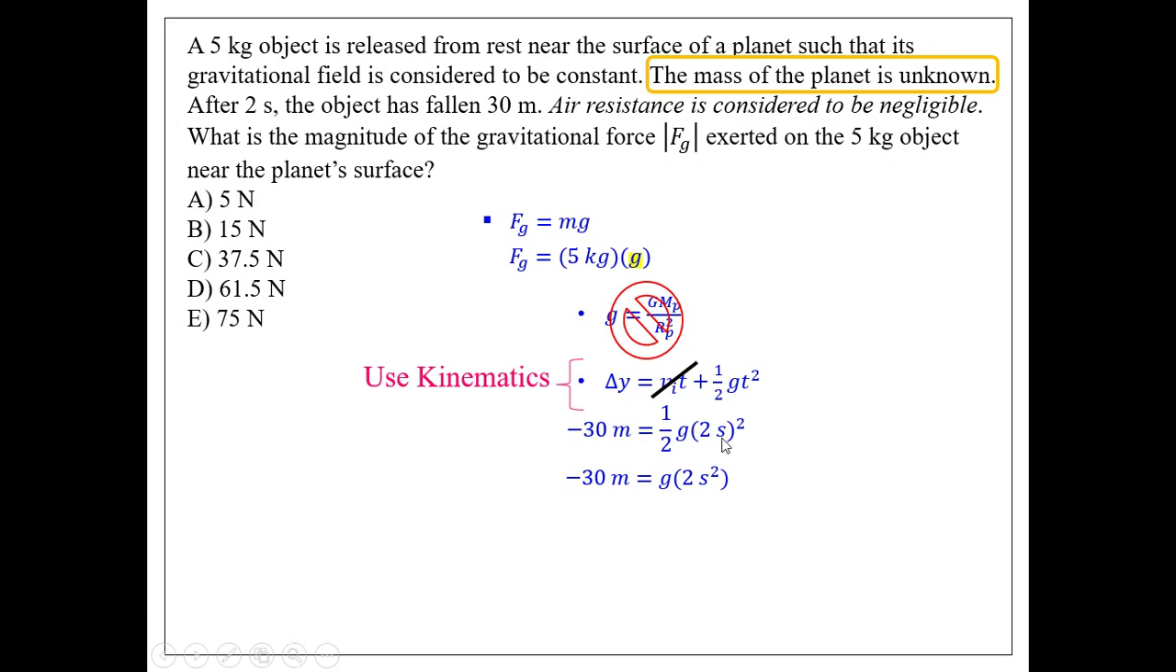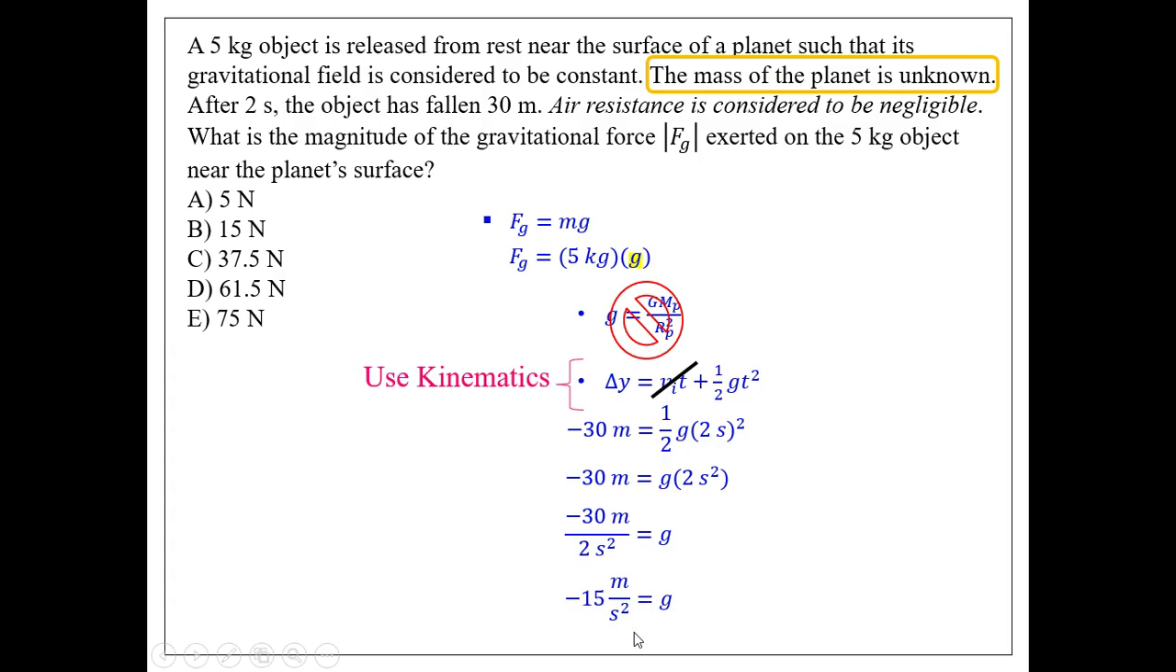So if you simplify it, 2 squared is 4. 4 times a half is just 2. In case you wonder where that 2 comes from, I just simplified your work for you. All right, and then to find g, you would simply divide both sides by 2. So g is negative 30 divided by 2, and that will give you negative 15 meters per second squared.